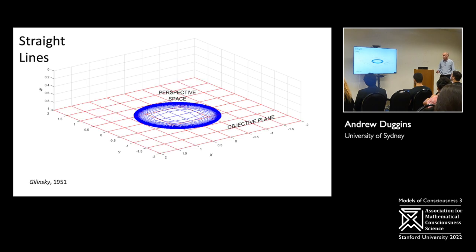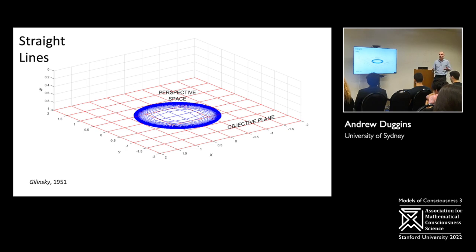Well, the problem is that if we go back to the original motivation and look at how we would represent objective straight lines in subjective space, they are nothing other than curves. Okay, it doesn't seem to work. So that was the introduction. I've already used a few minutes, but anyway.